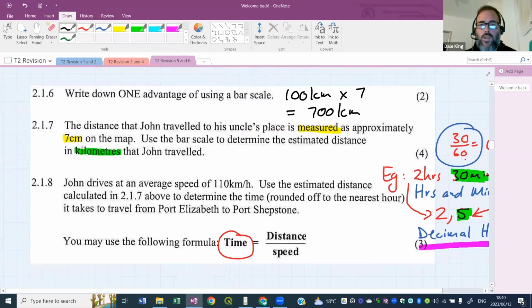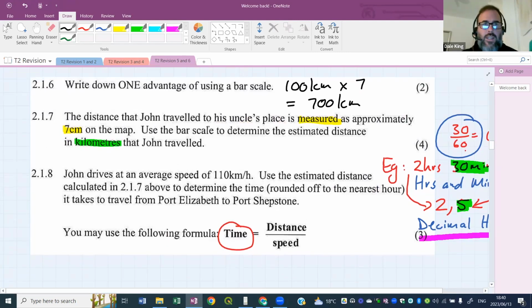So this formula needs two things to give you time. It needs a distance and it needs a speed. If we go to our question, it tells us to use the distance from question 217, and we've already calculated that it's 700 kilometers. Then it tells us to use the speed of 100 kilometers per hour. So we've got our speed and our distance. Those two things are going to go into this formula, and we're going to get a time out. So let's sub them in and see what happens.